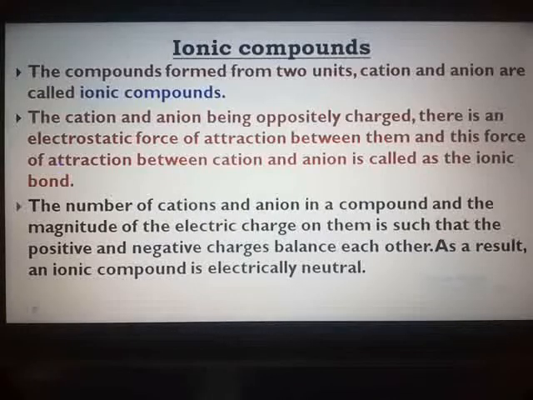If you are given plus 2 chocolates and then minus 2, plus 2, minus 2, no chocolates are left with you. Okay, so you are neutral. There are no chocolates in your hand. So similarly here, an ionic compound, you can say, is neutral in nature. Now we will see its other properties.